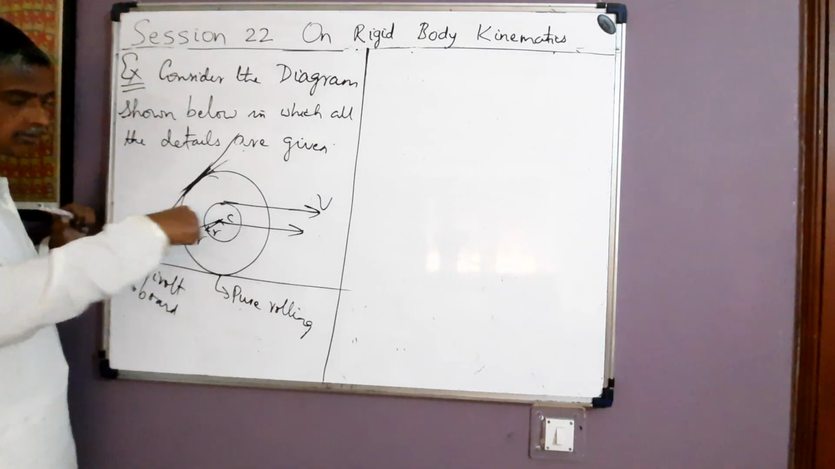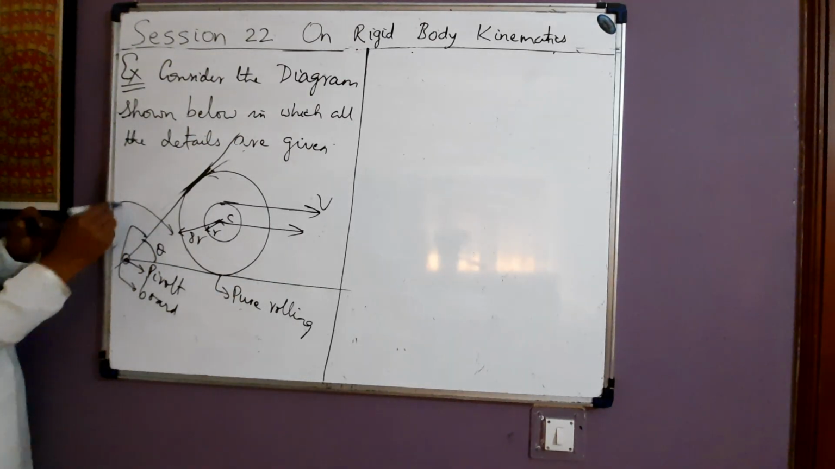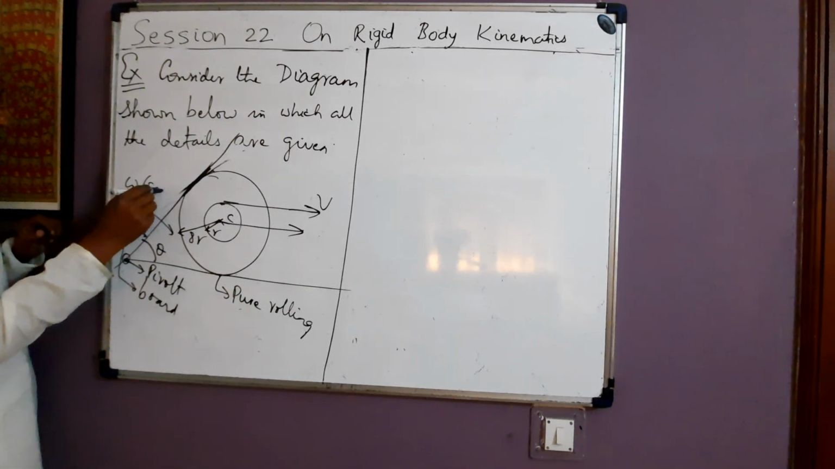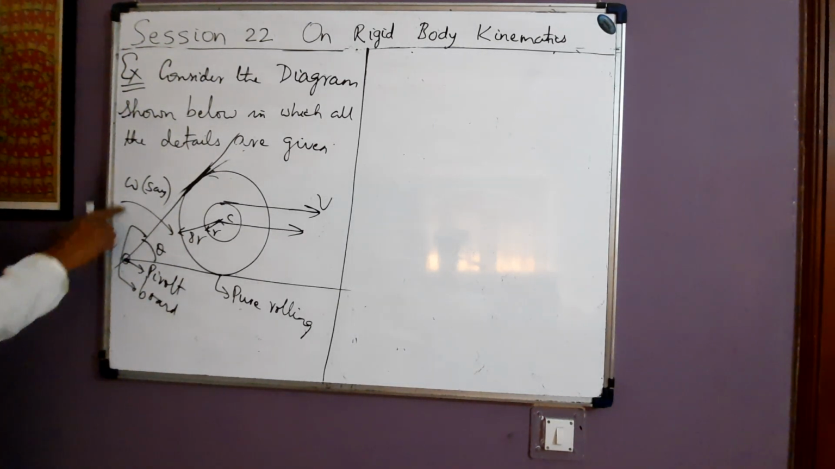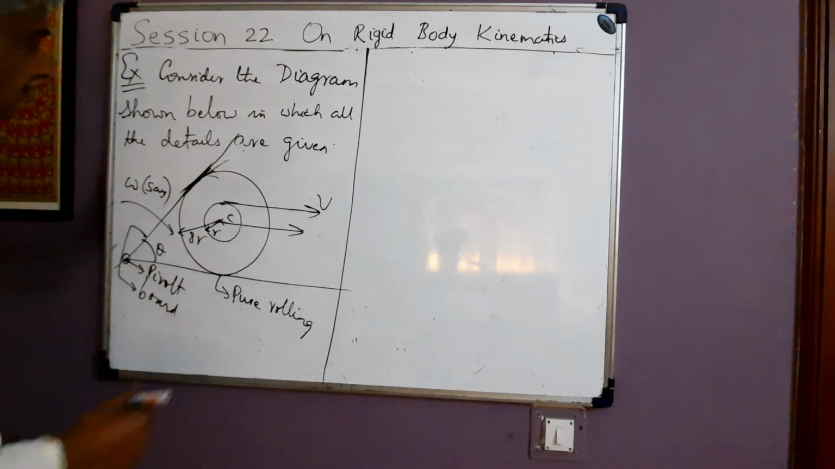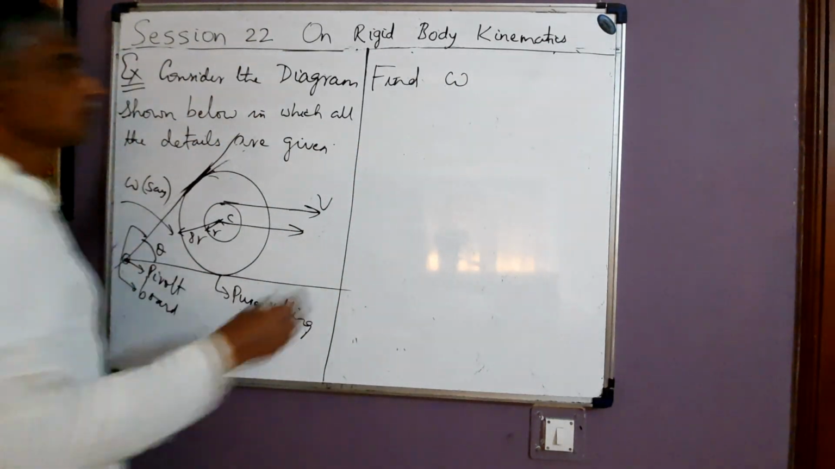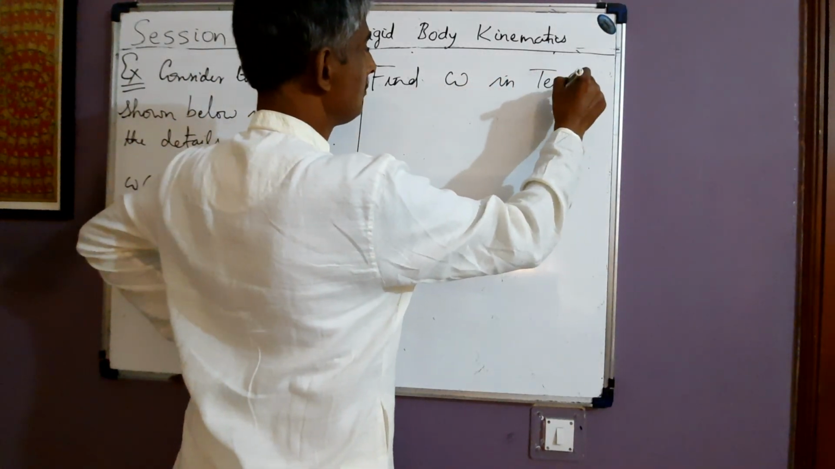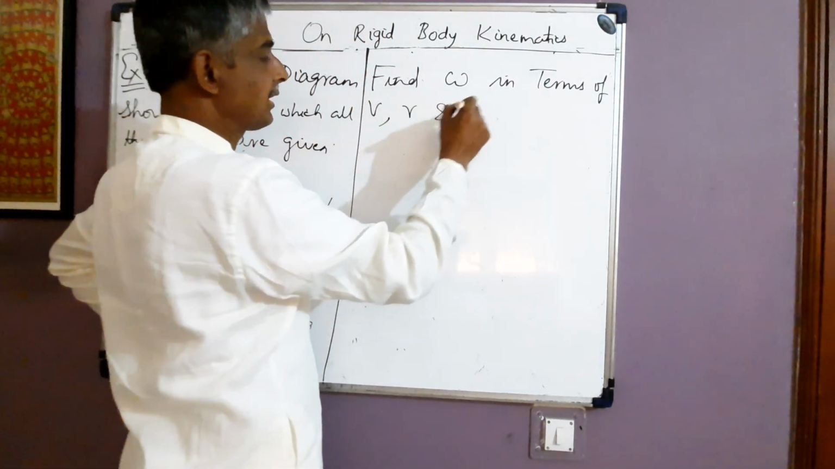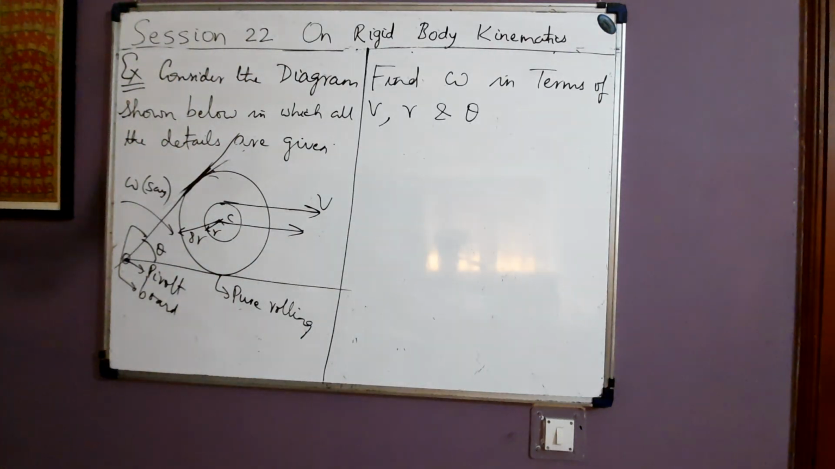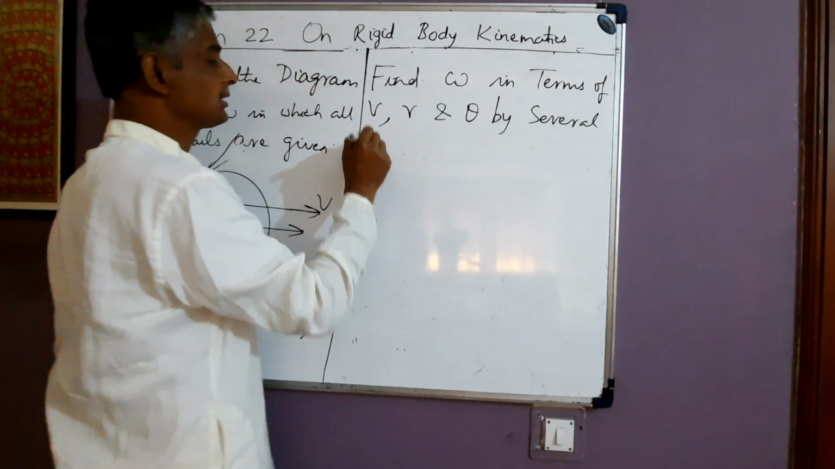Now as the cylinder rolls without slip ahead, this board will tend to rotate like this. So the board will have some angular velocity, say omega. The question is, you have to find the angular speed omega of the board in terms of the given quantities: V, R and theta, by several methods.